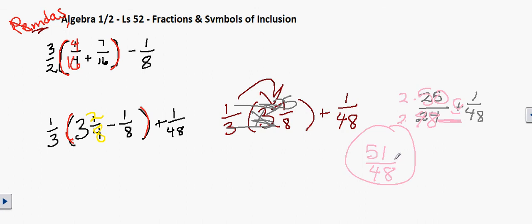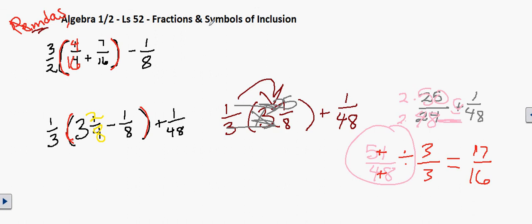But we do have the opportunity to reduce. And you would have found that if you switched it into a mixed number. But I can tell right now, 5 plus 1 is 6. 4 plus 8 is 12. And those are both numbers that could be divisible by 3. So we divide top and bottom by 3 over 3. And final answer is 17 over 16.